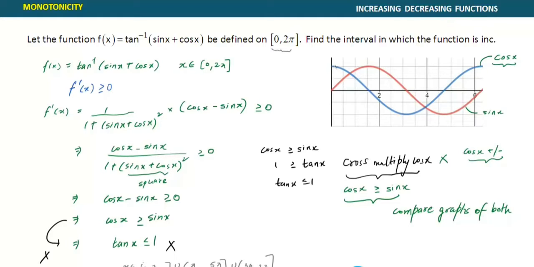You want that cos x should be greater than sin x. So in which region is it? See this part which I am shading now, this is the region where cos is greater. How do you compare which is greater? Just see which is the above graph. Now from this point to this point, red graph is above, that means sine is greater. Then again in this particular region, the cos graph is above.